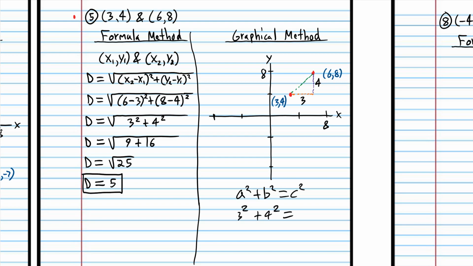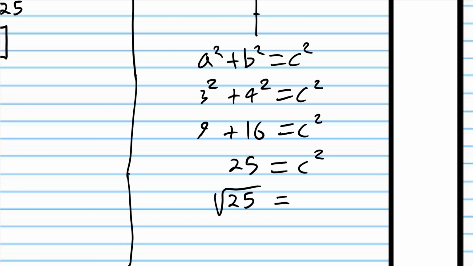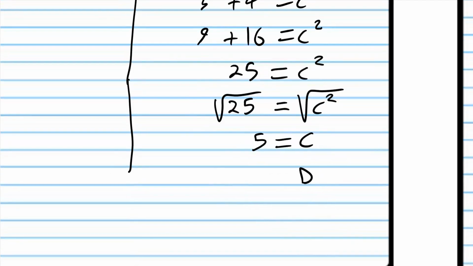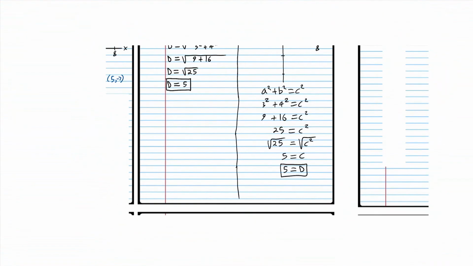And just crunch the numbers, and we get 9 plus 16 is equal to c squared. 9 plus 16 is 25. And we now have c squared. We don't want c squared. We want c. So we have to get rid of the second power. And we have c is equal to 5. And if you want, you can change it to d, because that's really what we're looking for, the distance. So if you got that answer, good job.